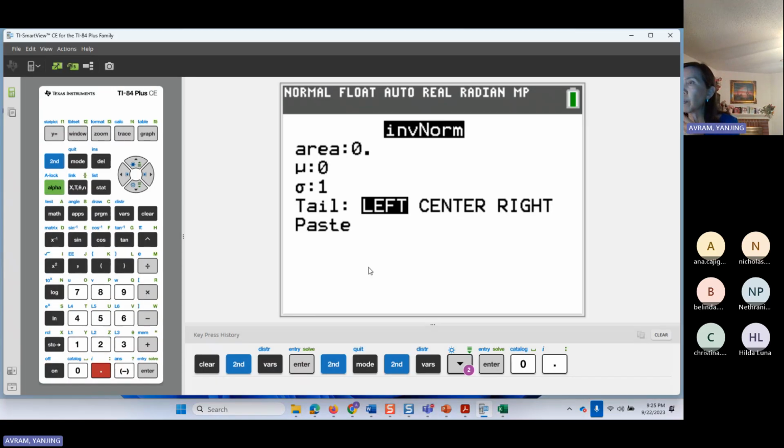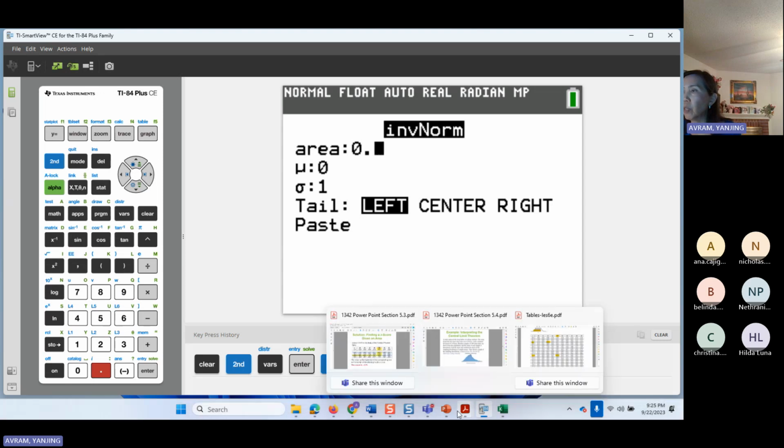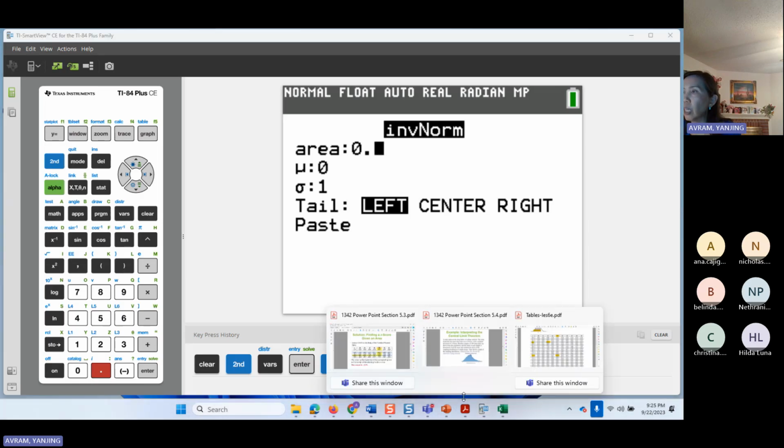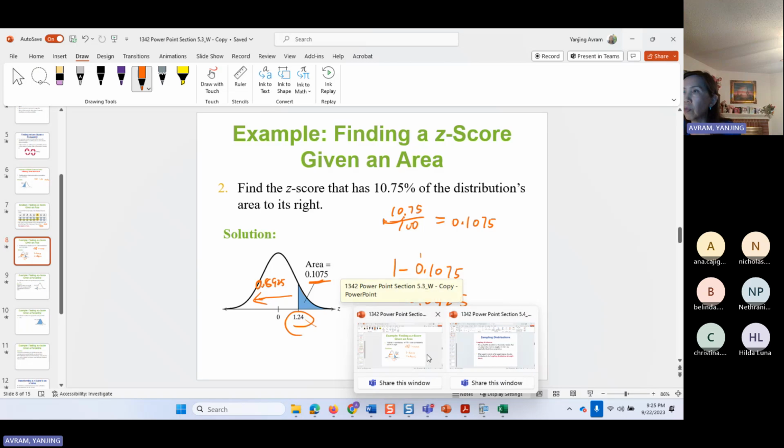All right, if your calculator does not have left, center, and right options, the default is always on the left. If you have a slightly older version of the TI-84, it doesn't have left, center, and right. So you always have to calculate the area to the left, because that's the default.